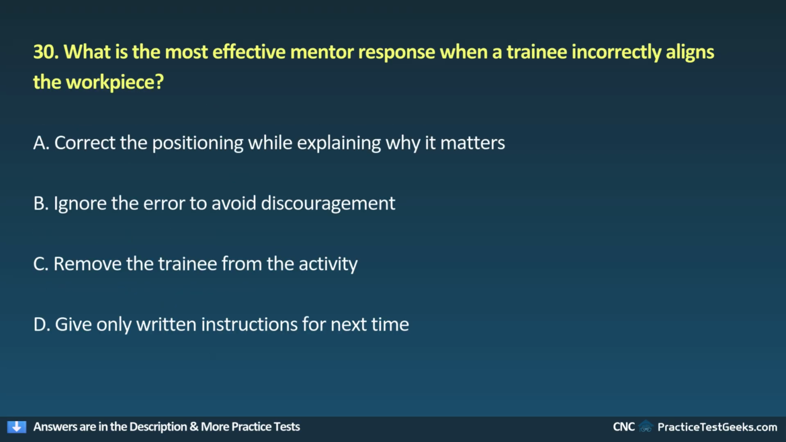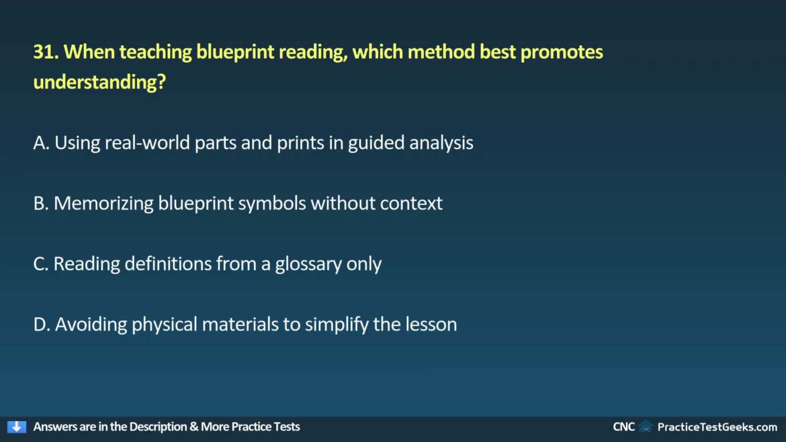30. What is the most effective mentor response when a trainee incorrectly aligns the workpiece? A. Correct the positioning while explaining why it matters. B. Ignore the error to avoid discouragement. C. Remove the trainee from the activity. D. Give only written instructions for next time.